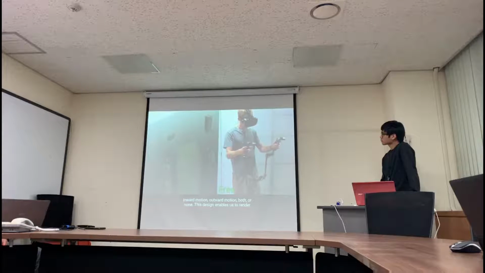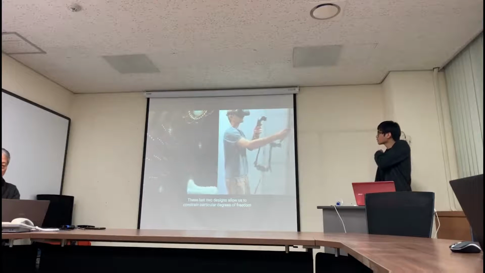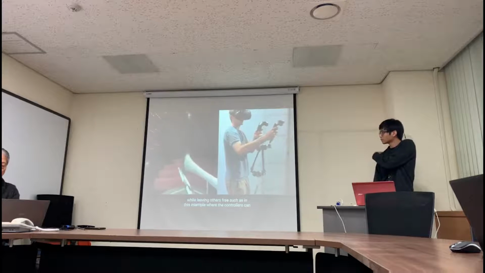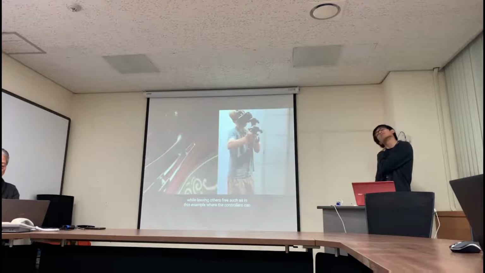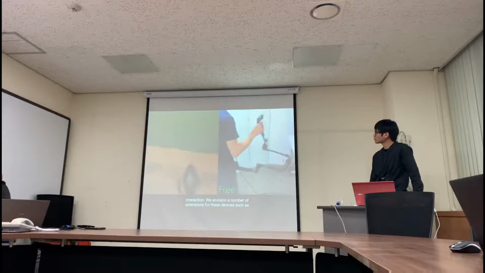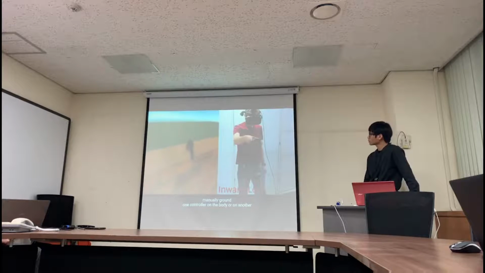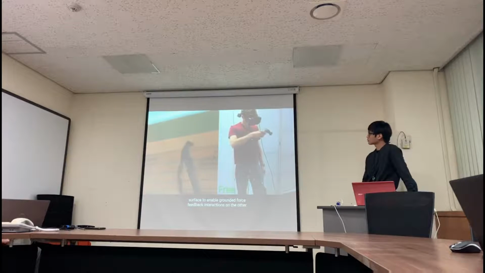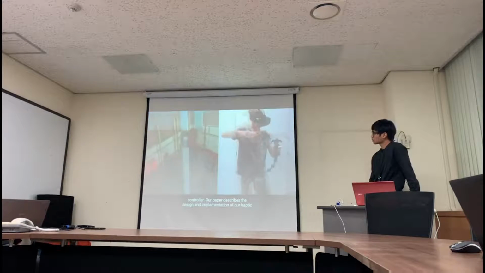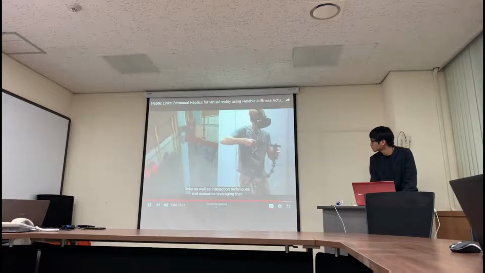This design enables us to render walls and surfaces, such as in this interaction, where inward motion is halted as the user grasps a virtual object with both hands. These last 2 designs allow us to constrain particular degrees of freedom while leaving others free, such as in this example, where the controllers can move together and apart in a locked orientation to render a trombone interaction. We envision a number of extensions for these devices, such as manually grounding one controller on the body or on another surface, to enable grounded force feedback interactions on the other controller. Our paper describes the design and implementation of our haptic links, as well as interaction techniques and scenarios.